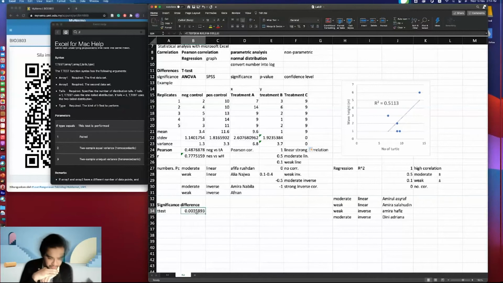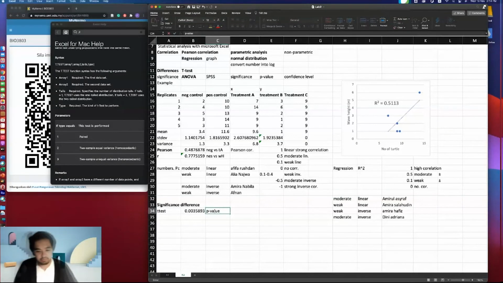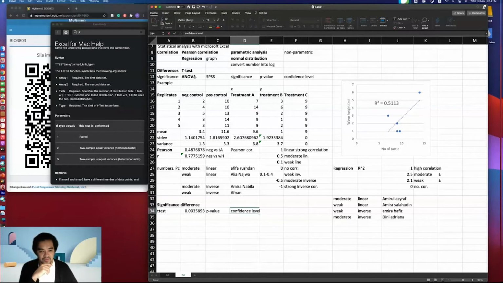So what does it mean? The value here is a p-value. They give you the p-value straight away; the T-test will give it to you. What does p-value mean? The p-value indicates your confidence level. Confidence level is important when you do the T-test, ANOVA, and Pearson correlation. Even in ANOVA, there is the term we call adjusted p-value, because they want to avoid any form of false positive.